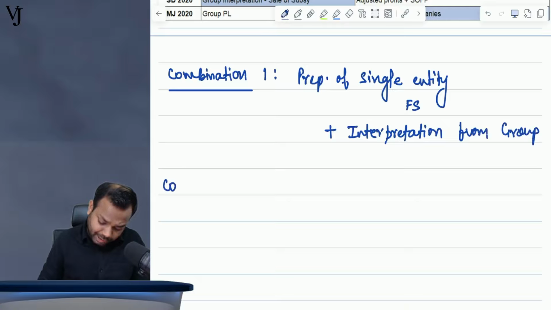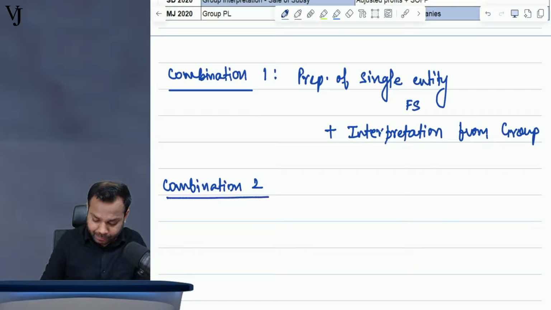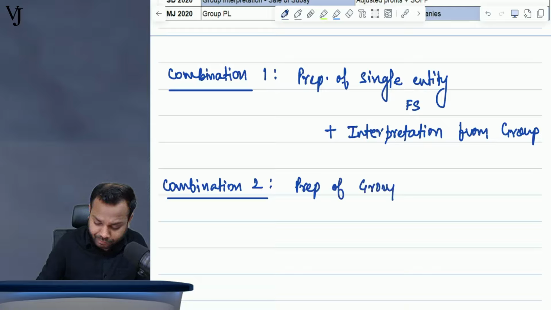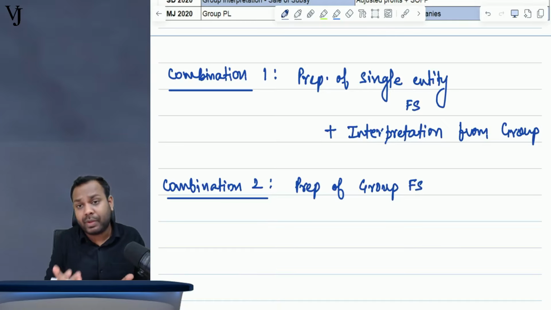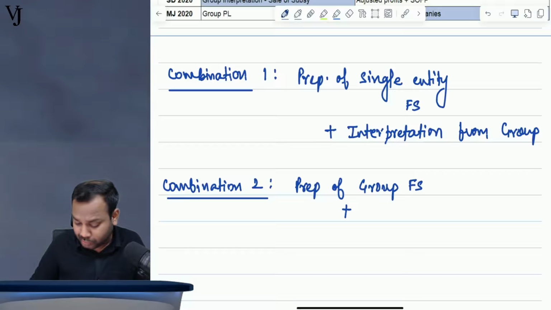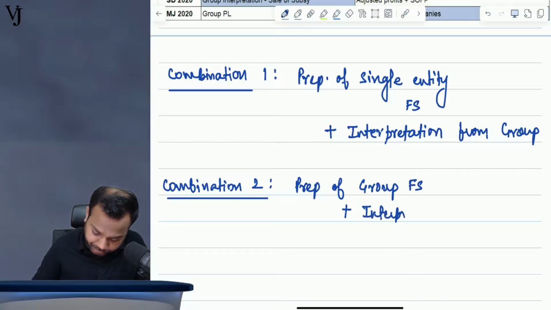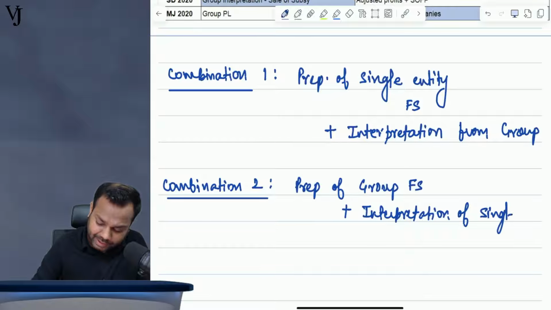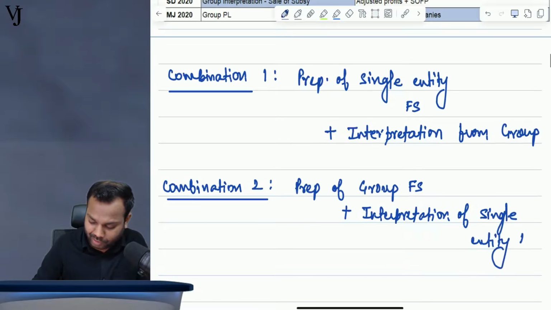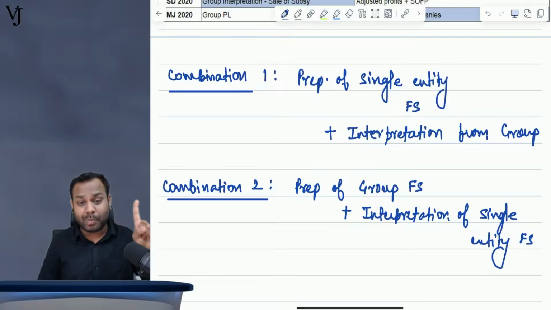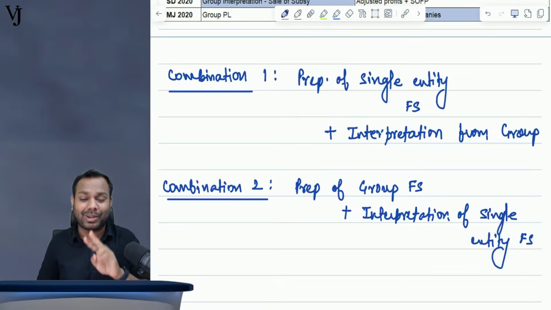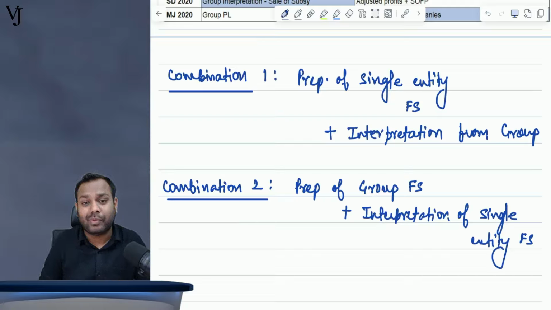Or combination number 2 can be, they will ask you preparation of group FS, plus they can ask you interpretation of single entity financial statements. So this way they are covering group accounts, single entity and interpretation, all of them using this combination.